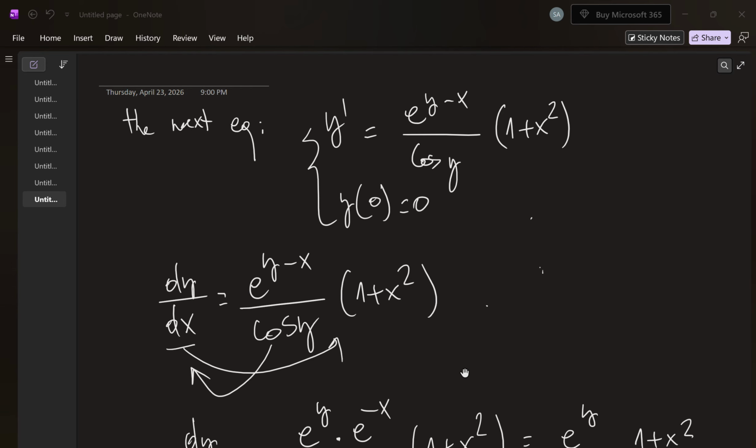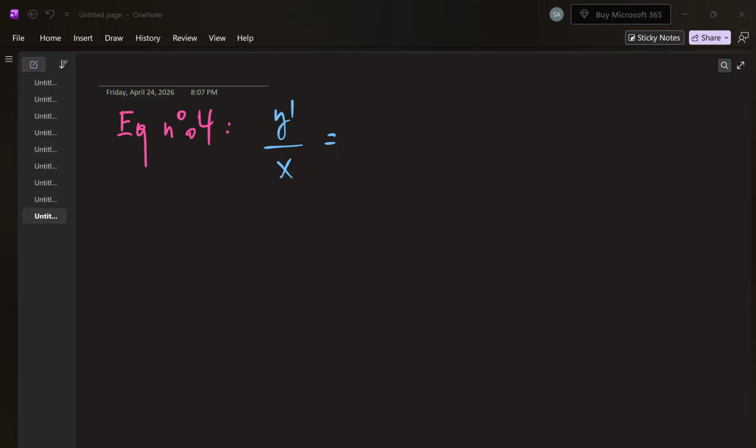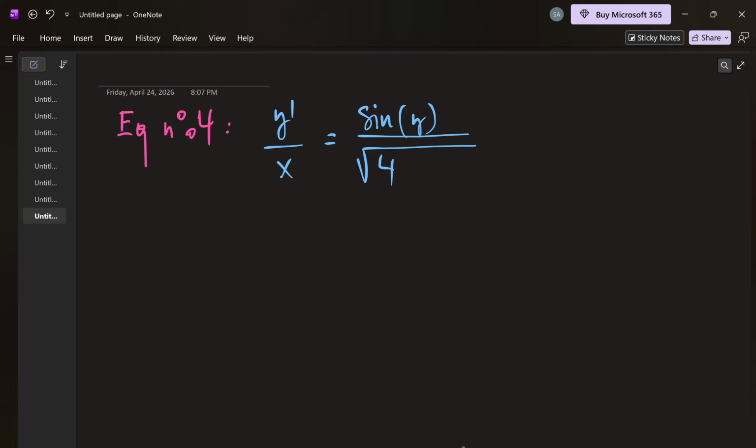Now we move to equation number 4. Equation number 4, which is y prime over x is equal to, check the classroom, you will find the series of exercises, sine y over the square root of 4 minus x to the power 4. So this is the equation that we will solve right now.